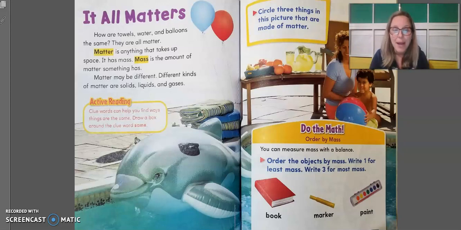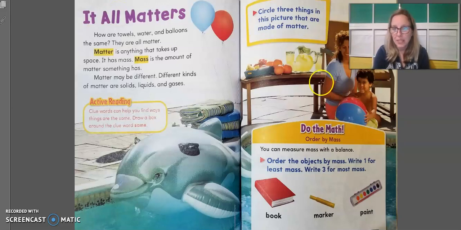Okay, it says in the active reading box there, clue words can help you find ways things are the same. So draw a box around the clue word same. Okay, so it says matter is anything that takes up space. It has mass. Mass is the amount of matter something has. The clue word same is up there right above matter with a question mark next to it. So it says draw a box around that word.